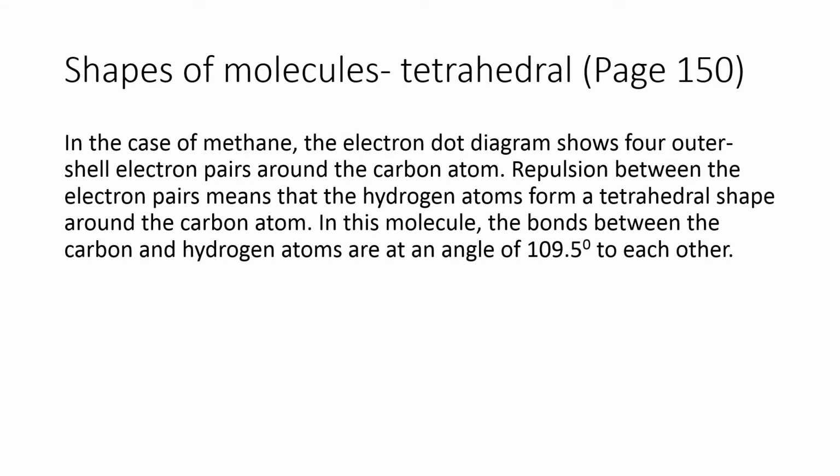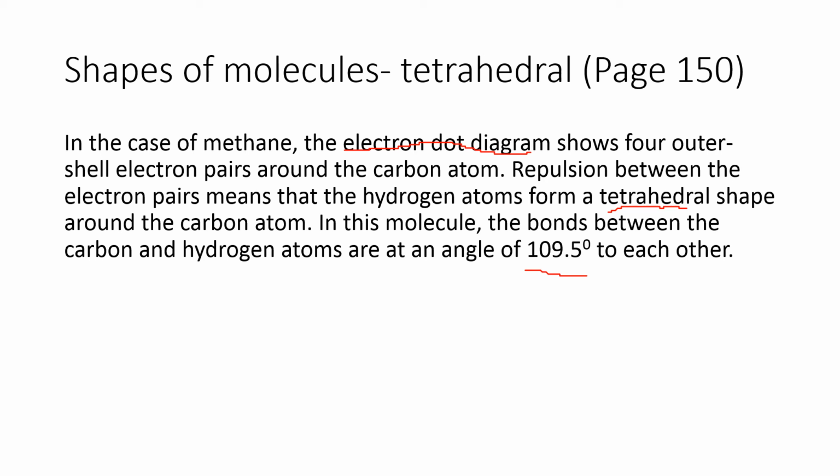Alright, tetrahedral. When we are talking about tetrahedral, I'll show you the example in a very short while. So this is for methane. It says the electron dot diagram shows the 4 outer shell electron pairs around the carbon atom. Once again, when we are talking about the electron dot diagram, we are referring to the Lewis diagram. It is very different from the valence structure. The repulsion between the electron pairs means the hydrogen atoms form a tetrahedral shape around the carbon atom. In this molecule, the bonds between the carbon and hydrogen atoms are at an angle of 109.5. So I'll show you the diagram and how it looks like.